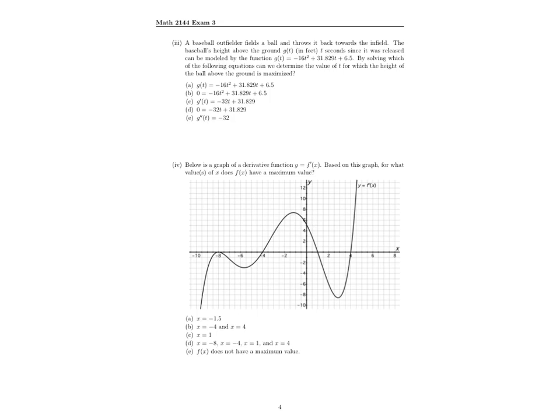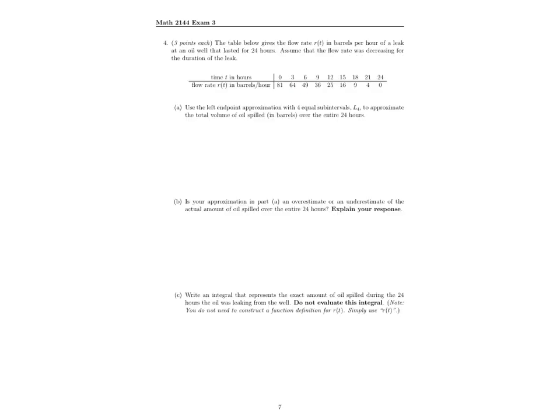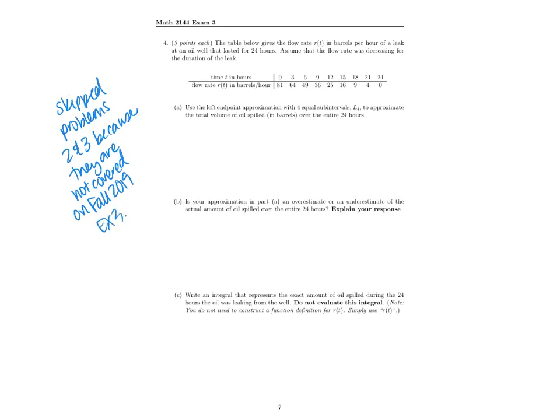Okay, numbers 3 and 4 are both not covered. So this is optimization. So 3 is not on there. 4 should be on there because it deals with the fundamental theorem part 2. But it's kind of optimization. So these are both not on that exam. So let's go with the next one. Problems 2 and 3 are not covered on the fall 2019 exam 3. So I just skipped those two problems.